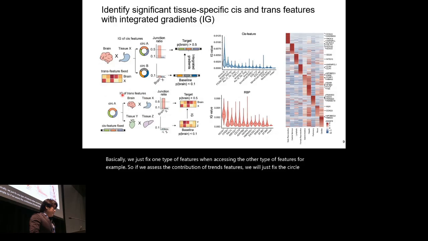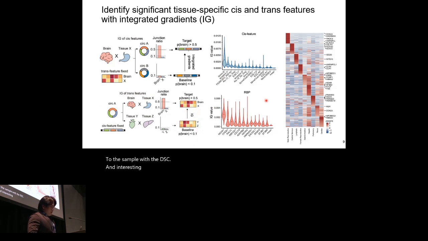We keep the circRNA unchanged to fix their cis feature, and we will calculate the IG of RBP expression in the path from the samples without the DSC to the sample with the DSC. And interestingly, we found that the contribution of the RBP expression is quite different across different samples, across different tissues, which sheds light on the tissue-specific expression of circRNAs.